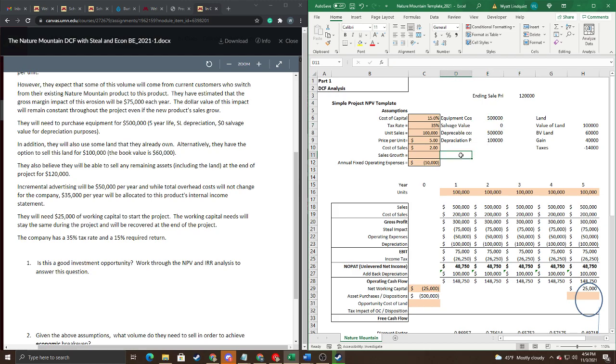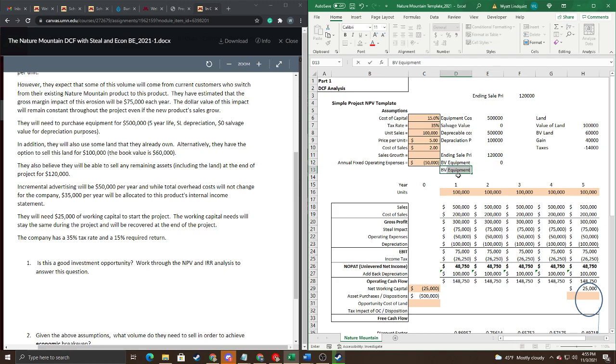So let's go and do the calculation for that. The ending sale price is $120,000. And then our book value is now 0, because the book value of the equipment is now 0 since we have depreciated the $500,000 for all 5 years. As you can see here, there's $500,000 that have been depreciated. So the book value of the equipment is 0.